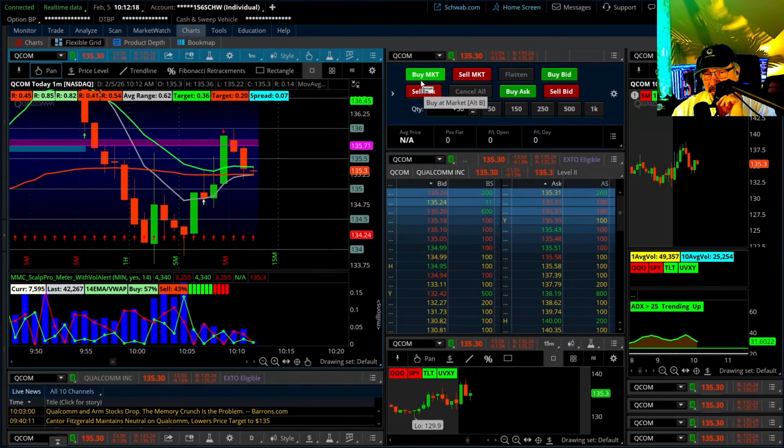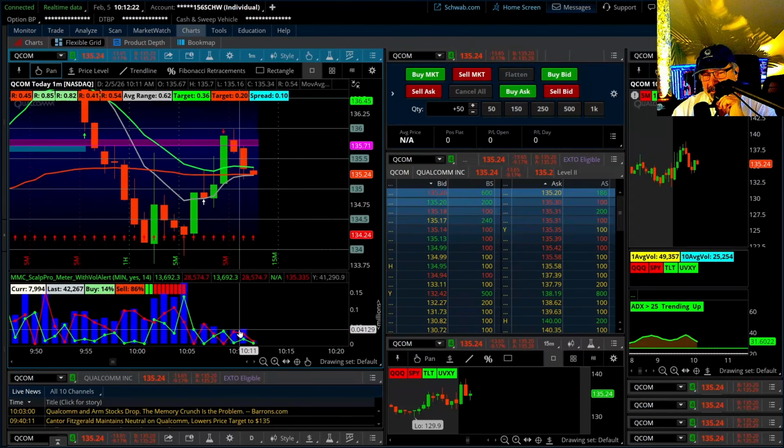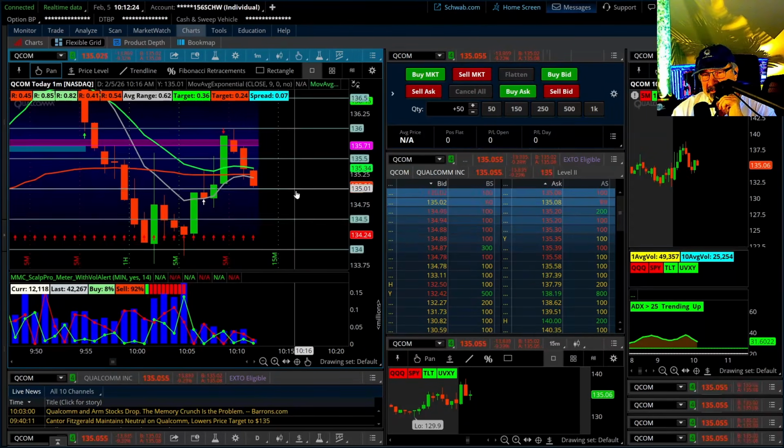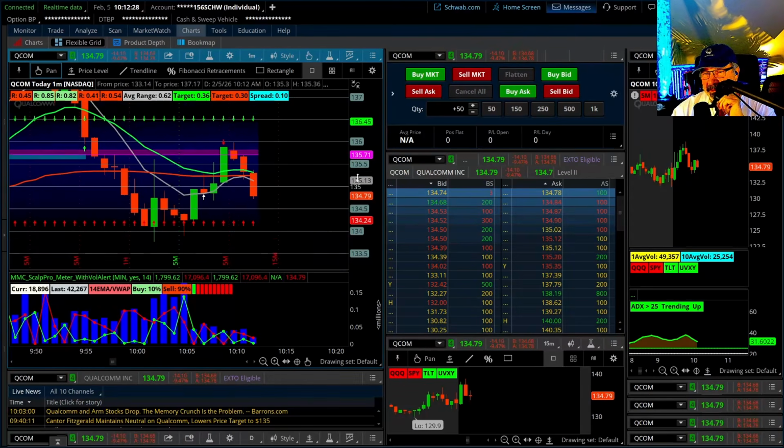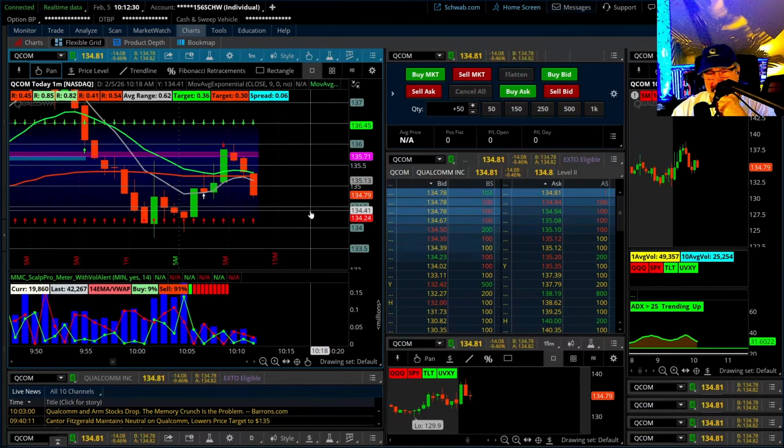See, the VWAP is holding it. The 9's there. Sellers started to go down. Nope. Selling was the way to go. Wow, look at that drop, huh? Look at that drop.